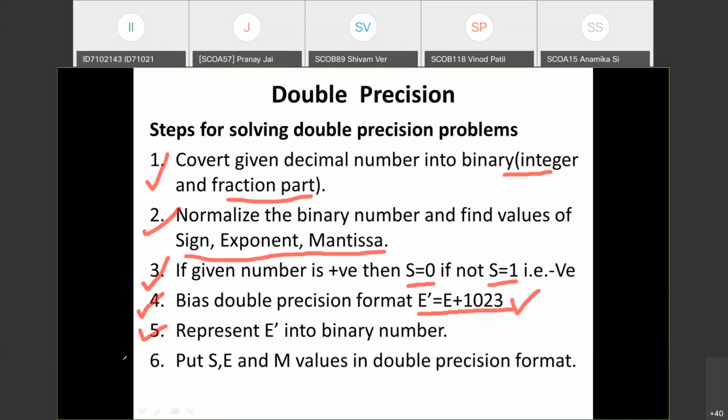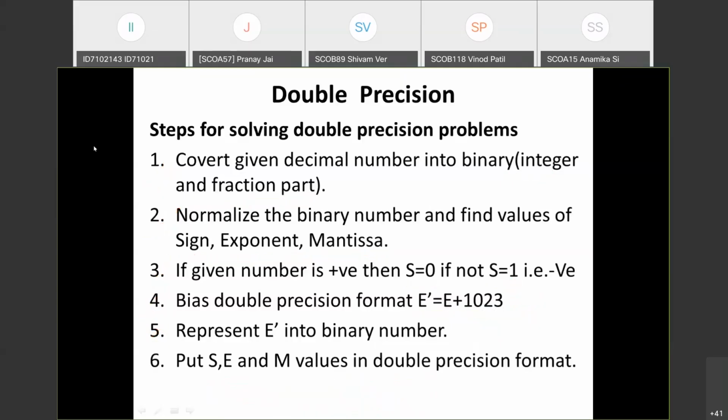Now in the sixth step, we need to put all these values in the form of double precision. A single bit is used for the sign, 11 bits are used for the exponent, and 52 bits are used for the mantissa. This is the data we have to represent, and that will be the final answer in double precision.